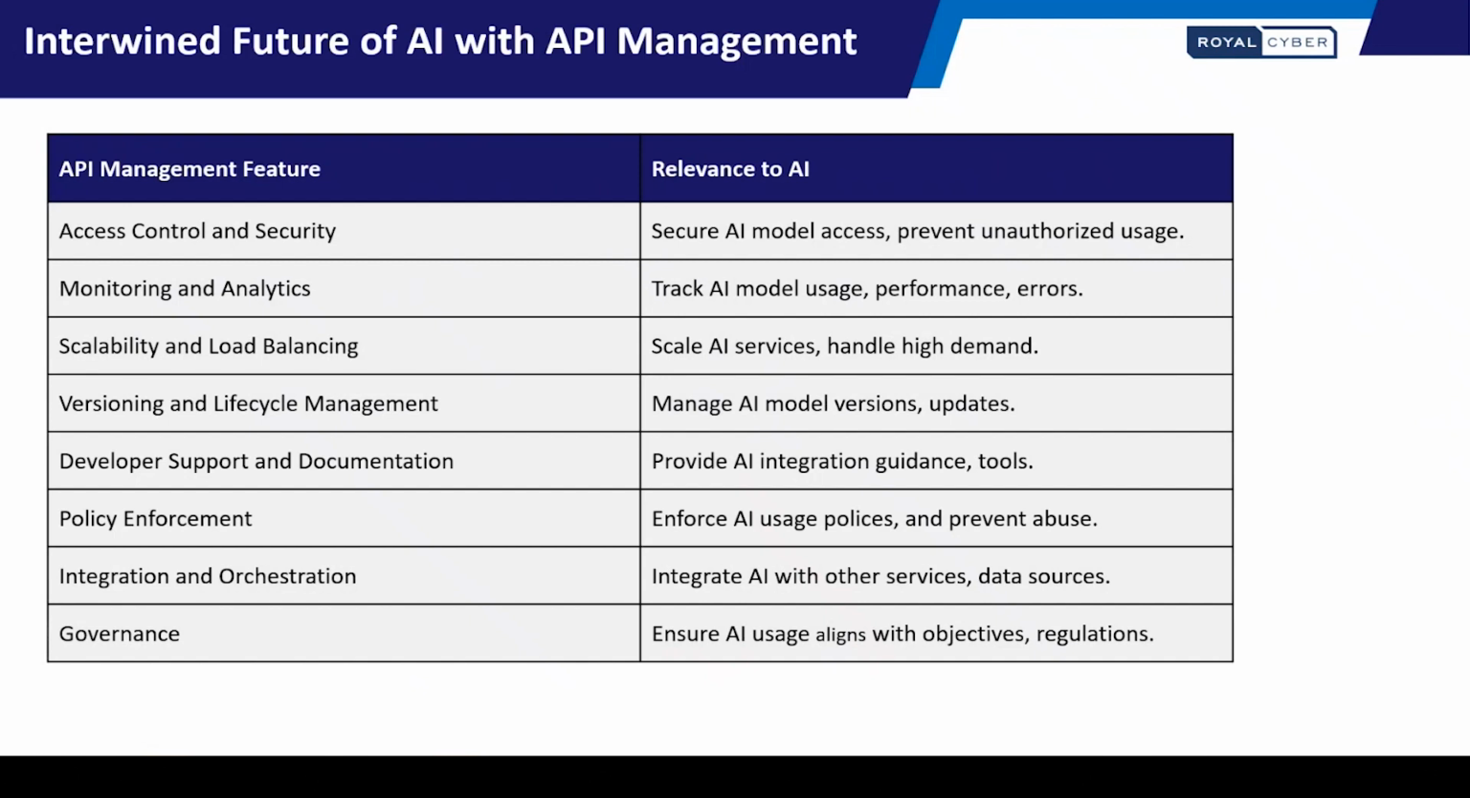Scalability and load balancing. API management platforms provide capabilities for scaling API services and distributing traffic across multiple servers. Now, how is this relevant to AI? Because AI applications often require significant computational resources. Efficiently managing the load and scaling the AI services can help handle high demand and ensure responsiveness. API management facilities of load balancing and scaling resources are helpful.